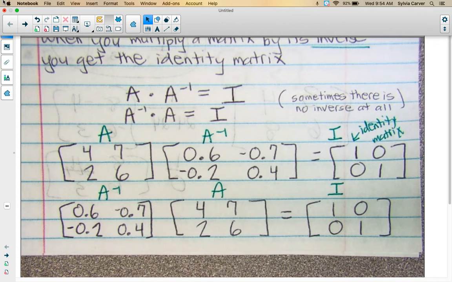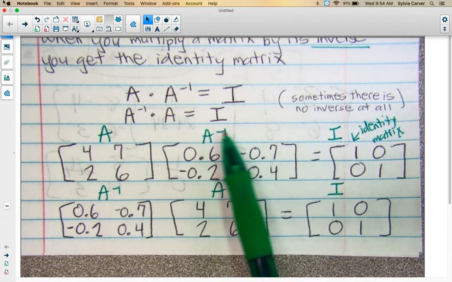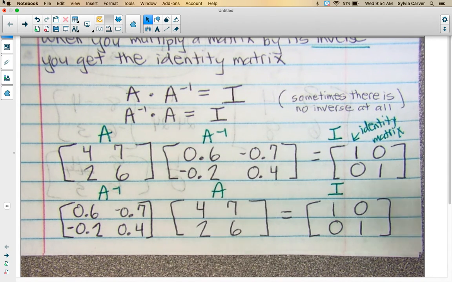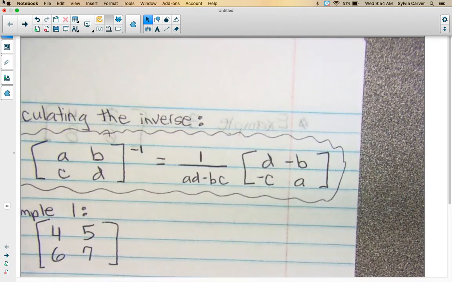So we cannot divide by matrices. Instead, we use something called the inverse of a matrix. Now let me show you how to actually find a matrix inverse.